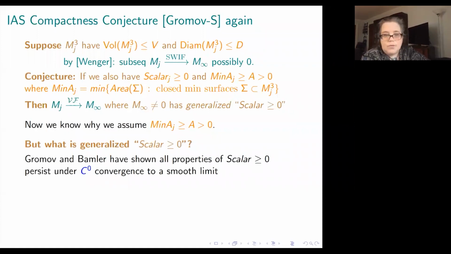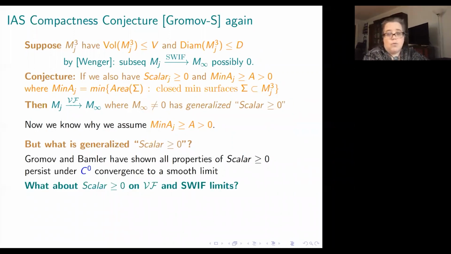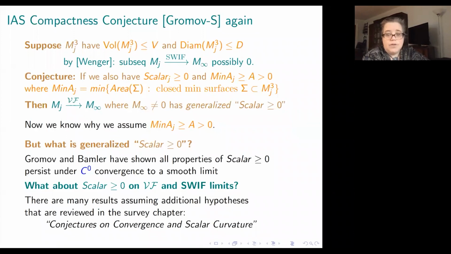So let's look again at the work of Gromov and Bamler. They showed that scalar non-negative properties persist under C0 convergence to a smooth limit. So what about scalar non-negative on the VPIF limits? This is very open. There are many results assuming additional hypotheses that are reviewed in the survey chapter. Most of these results are the global kind of results, things about the positive mass theorem and things about torus rigidity. There are no local results yet that hold in general. So it's always results along the lines of assume it's a graph manifold, assume it's a warped product manifold, and then show that the positive mass theorem holds on the limit space, or show that the torus rigidity theorem is stable, the positive mass theorem is stable or almost rigid. So these are the kinds of results that exist. There are many of them and they're surveyed there.